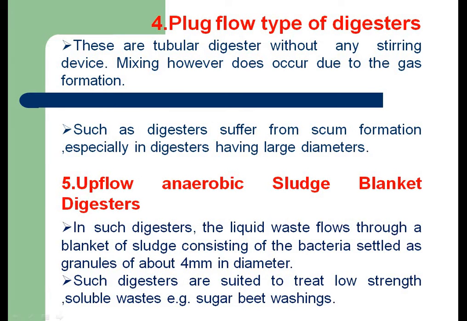Fourth is the plug flow type of digesters. These are tubular digesters without any stirring device. Mixing however does occur due to the gas formation. Such digesters suffer from scum formation, especially in digesters having a large diameter. And the fifth type is the upflow anaerobic sludge blanket digesters. In such digesters, the liquid waste flows through a blanket of sludge consisting of the bacteria settled as granules of about 4 mm in diameter. These digesters are suited to treat low-strength soluble waste, for example sugar beet washings.